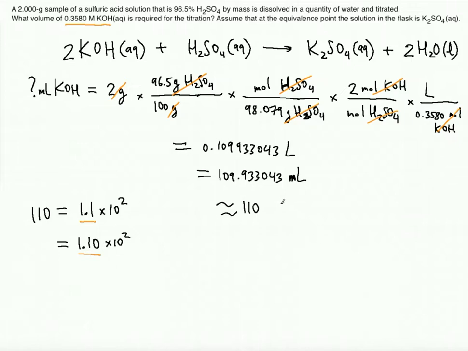So you have to actually erase this, and you just have to copy down this result: 1.10 times 10 to the second power milliliters. So that's the correct answer.